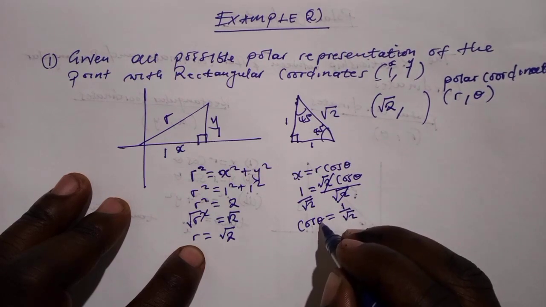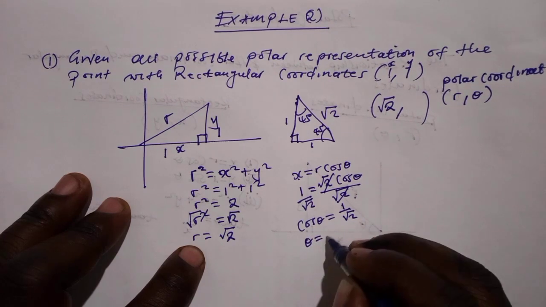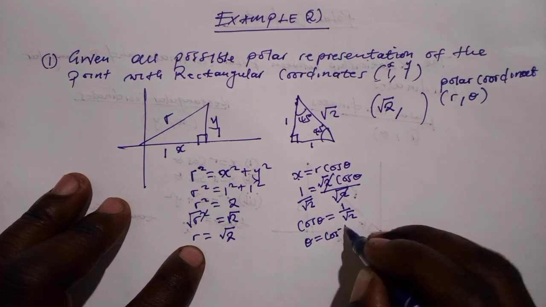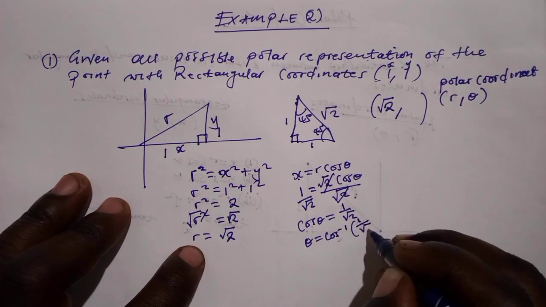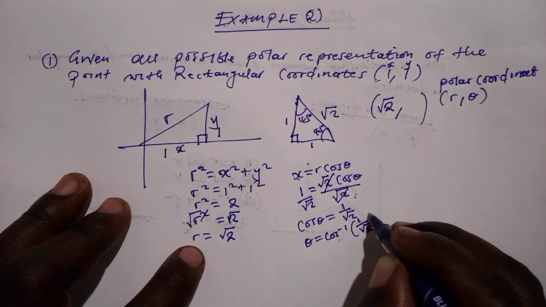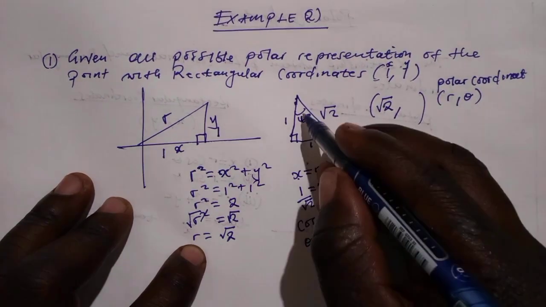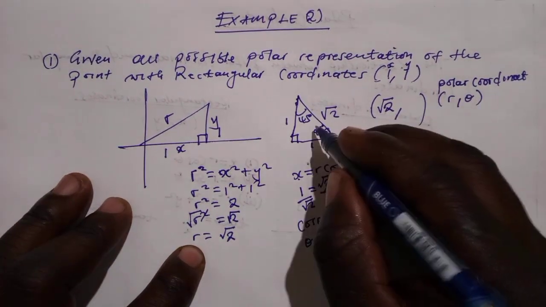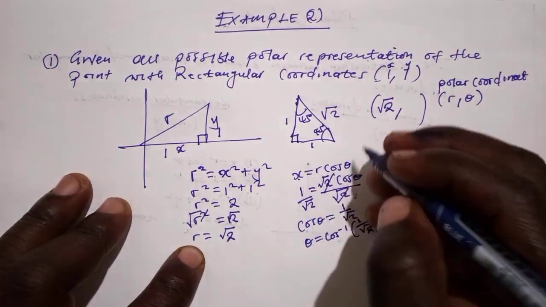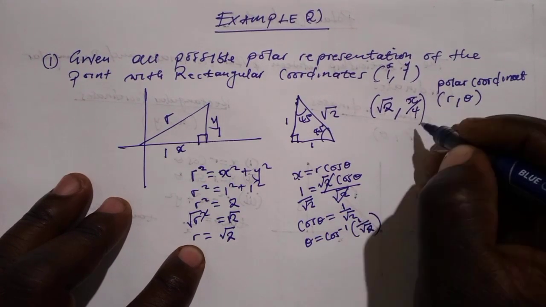Then let's look for the angle, in which we are going to do theta equals cos inverse of 1 over root 2. And the inverse cos of 1 over root 2 is 45. So we have to take 45 into radian, in which it will be pi over 4.